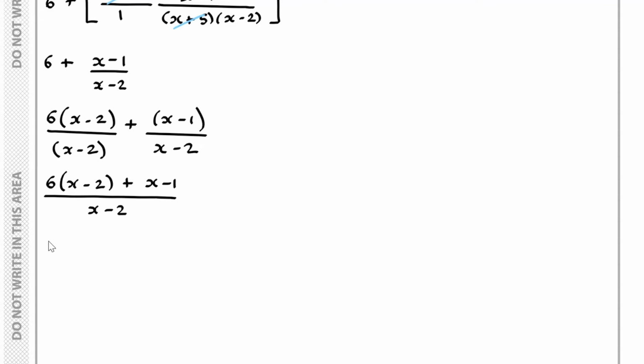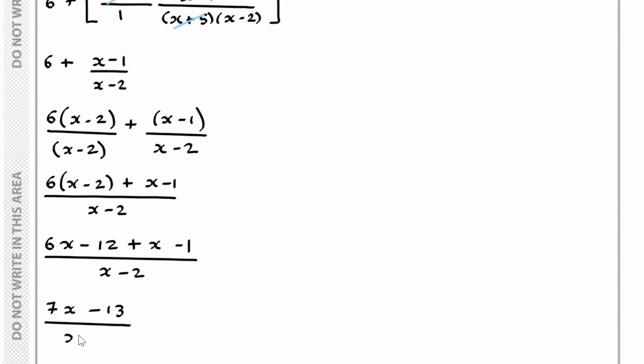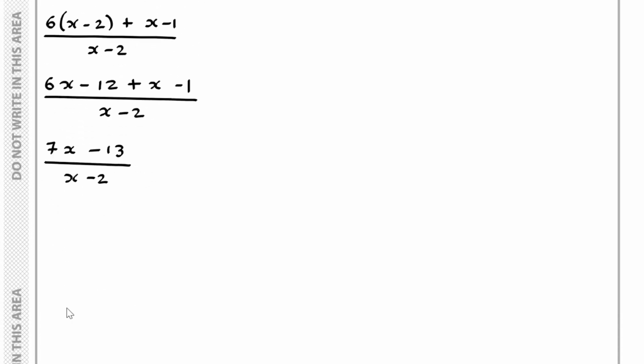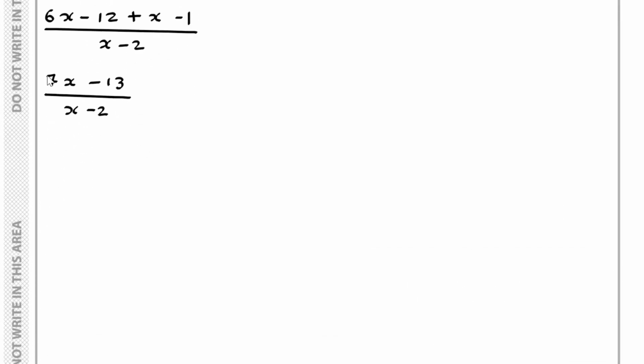So if I expand on the top, we have 6x minus 12 plus x minus 1. On the bottom we have x minus 2. We can simplify this to 7x minus 13 over x minus 2. So therefore our final answer is 7x minus 13 over x minus 2.